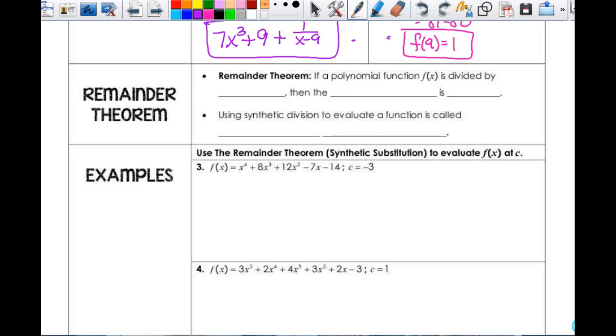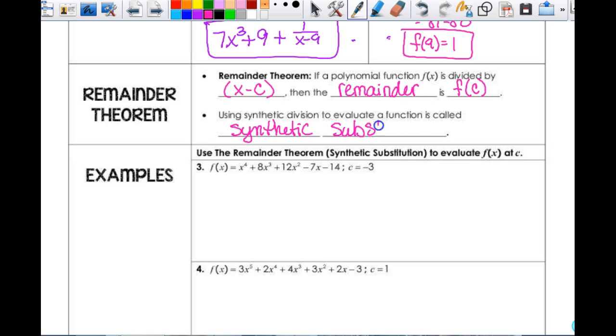What the remainder theorem says is that if a polynomial function f of x is divided by x minus c, then the remainder is f of c. And c could be a negative number. If that was x plus 3, then c is a negative 3, that sort of thing. So using synthetic division to evaluate that is what's called synthetic substitution.